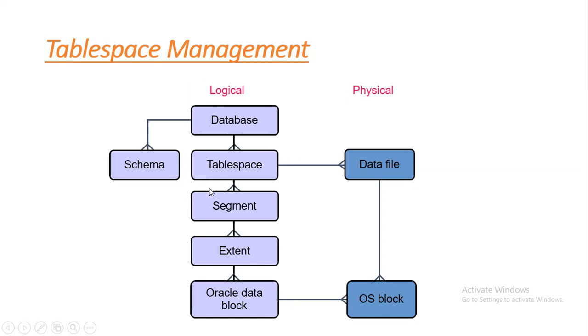Logically, a table space is nothing but a collection of segments, or a collection of extents, or a collection of blocks. But physically, the table space is nothing but a collection of one or more data files. That is the definition. This is the logical definition. This is the physical definition.